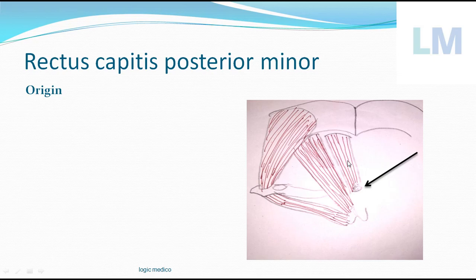Then it goes straight upwards to this bone called the occipital bone, right? So that is the insertion. Where exactly in the occipital bone? Is it above the superior nuchal line, in between the superior and inferior nuchal line, or below the inferior nuchal line? It is going to the medial part of the occipital bone, below the inferior nuchal line. So that is the insertion. Origin, posterior tubercle of atlas, there is no spine for the atlas. Insertion, occipital bone below the inferior nuchal line.